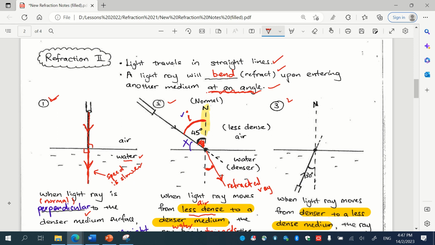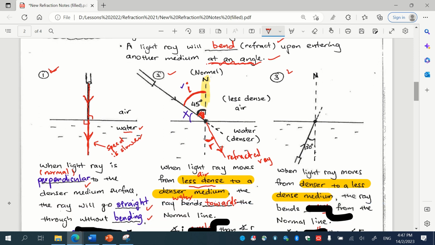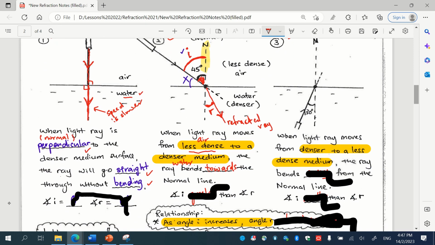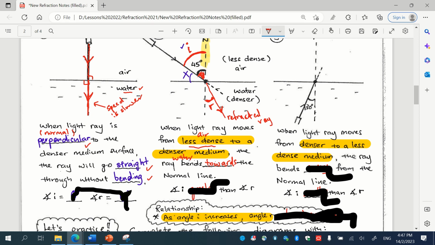You just drew an angle R. Can you please mark your angle R? Now let's look at our diagram. My angle R, is it bigger or smaller than angle I? Because it moved towards the normal line, it must be smaller than my angle I, so it must be less than 45 degrees. So below this line, can you please write down: angle I is greater than angle R. Angle R is smaller than angle I.